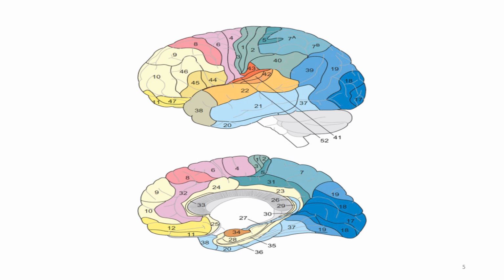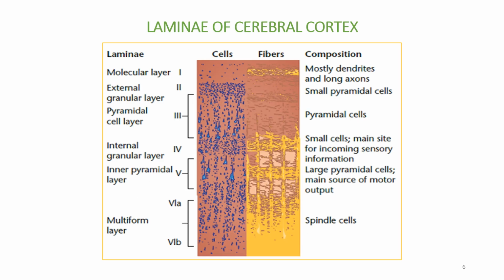So here you can see area number 3, 1, 2. Coming to the laminae of the cerebral cortex, there are 6 laminae: 1, 2, 3, 4, 5 and 6, 6A and 6B. The first layer is the molecular layer. It is composed of mostly dendrites and long axons. Then comes the external granular layer. It contains the small pyramidal cells. Then comes the pyramidal layer. Those have pyramidal cells.